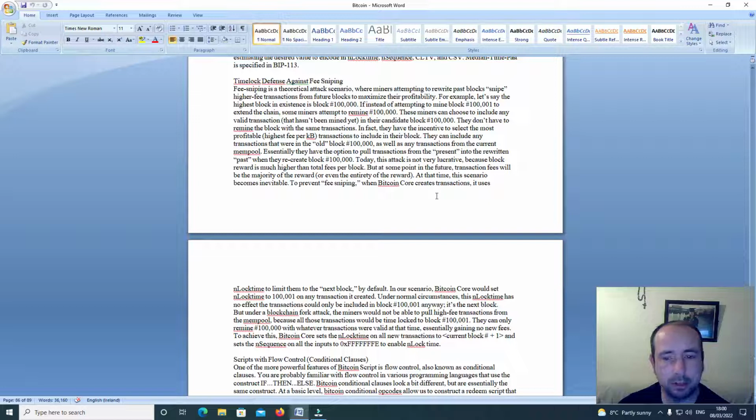Today this attack is not very lucrative because block reward is much higher than total fees per block, but at some point in the future transaction fees will be the majority of the reward or even the entirety of the reward. At the same time, this scenario becomes inevitable.